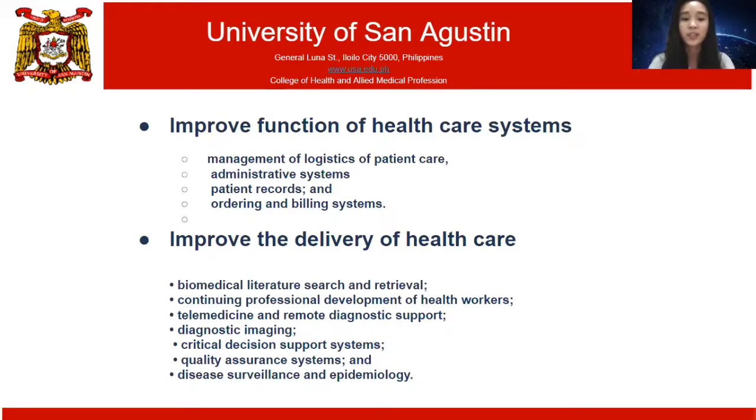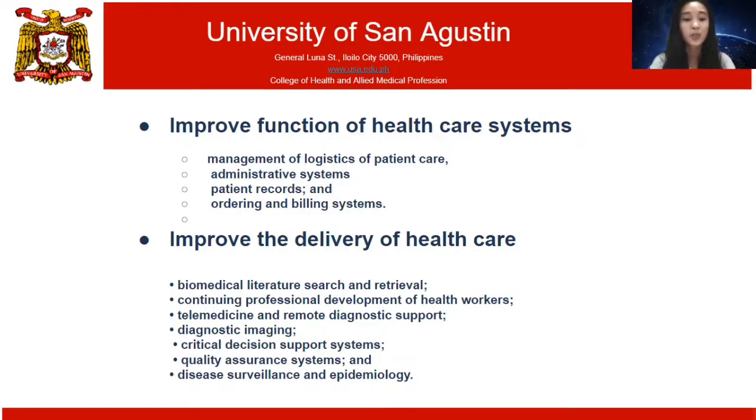The first role is to improve the function of the healthcare system by improving the management of information and access to that information, including the management of logistics of patient care, administrative systems, patient records, and ordering and billing systems.